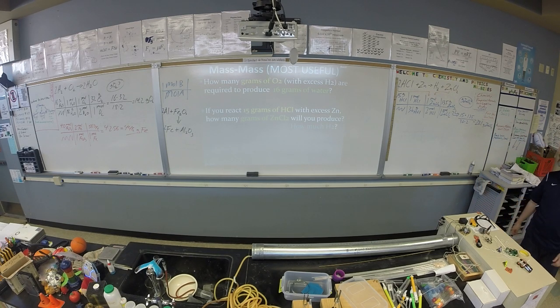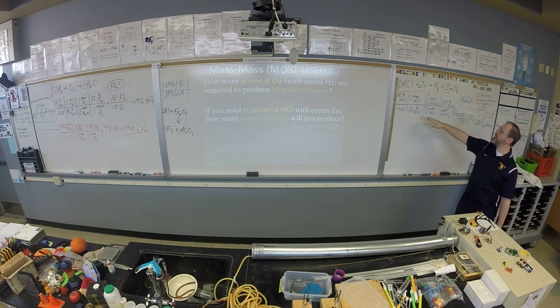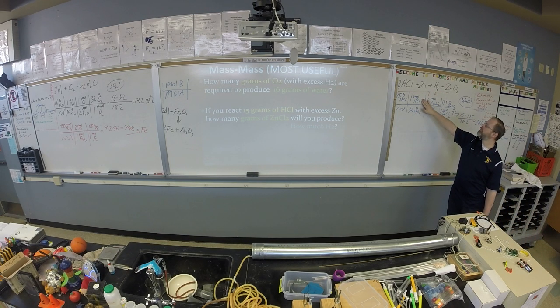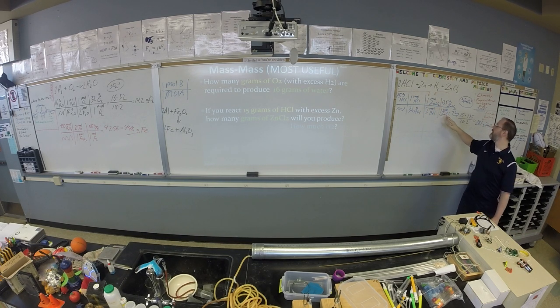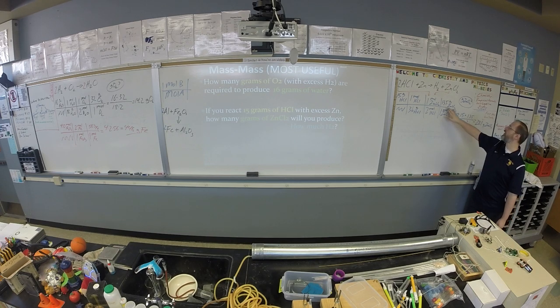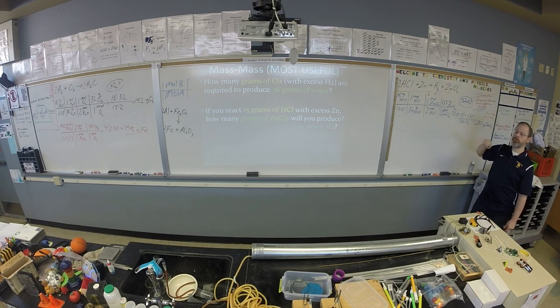We are. So, grams of hydrochloric acid. Take our hydrochloric acid and convert it to moles. Take our moles of hydrochloric acid and convert it to zinc chloride. Then take our moles of zinc chloride and convert to grams, and we have our grams. So how many grams of zinc chloride do we have? That's that one. Yeah, I did the wrong one. Okay.